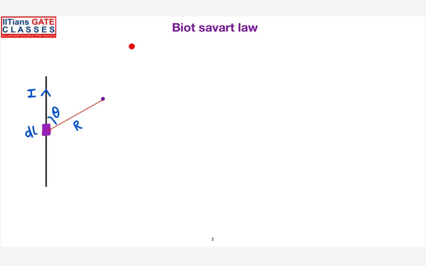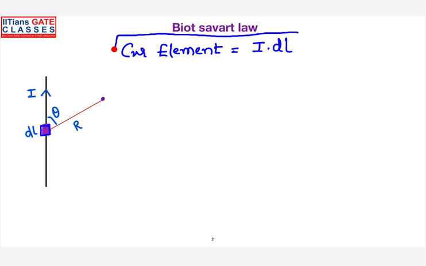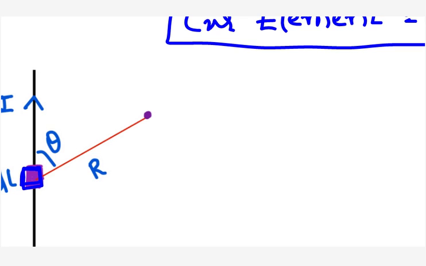First of all, the terminology: how to understand what we mean by current element? The current element is nothing but the current I flowing in a differential length dl. So it's not the total wire, it's a small portion or section of the wire which is carrying the current I. Next time also I will use the same terminology, so you should remember: the current element means current I in a small differential length dl. This is your source right now, the current carrying element, and this is your observer where you are finding the magnetic field.